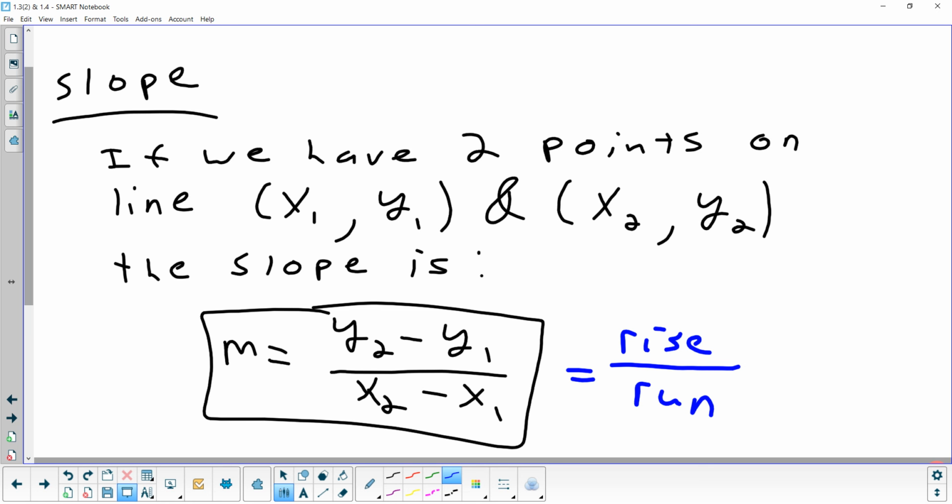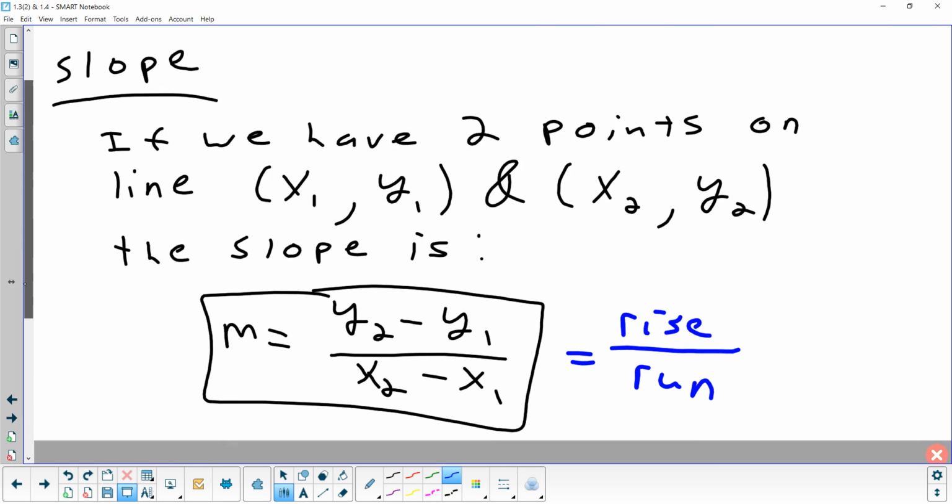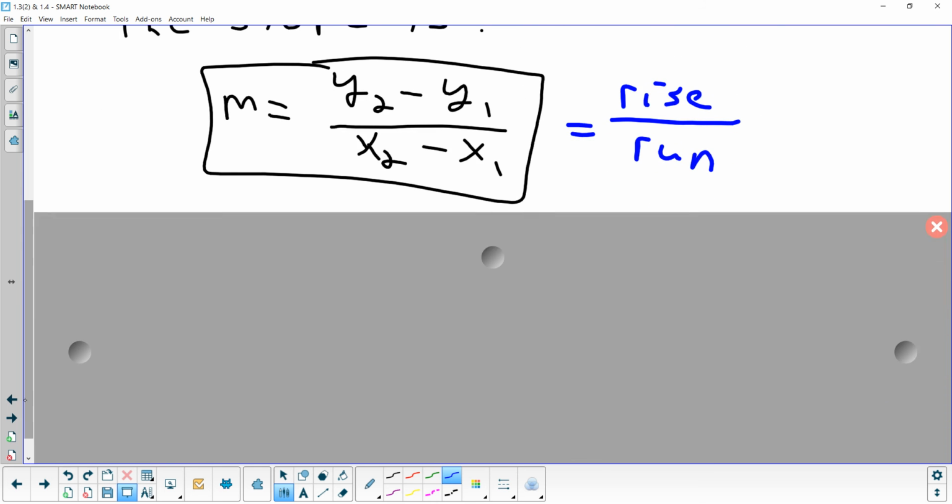So generally when you're trying to find slope, you have to be given two coordinates. And you take the vertical distance between the points and you divide by the horizontal distance between the points. And that's the formula for slope.